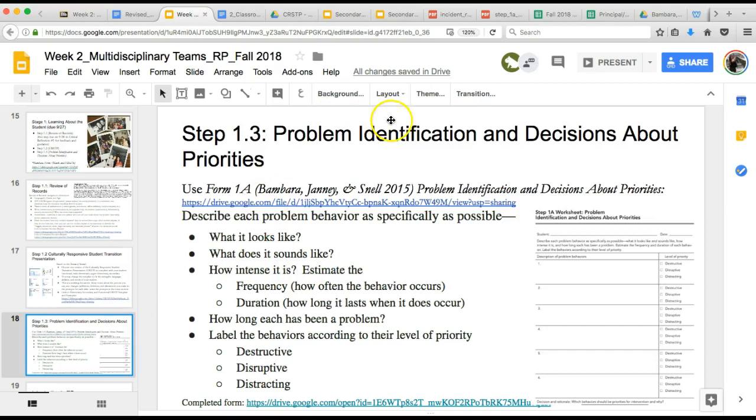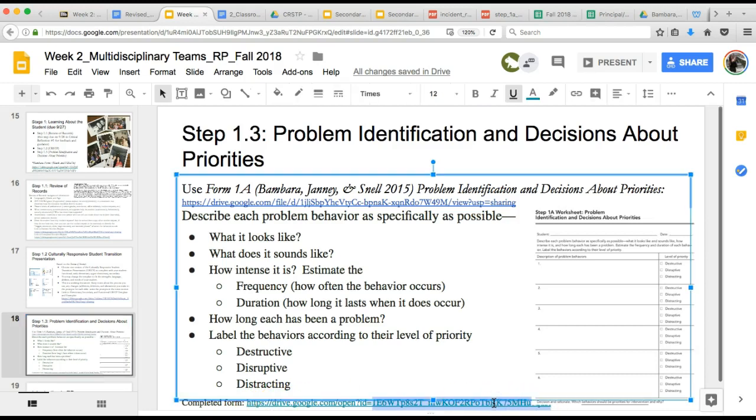And then the last part is step 1.3, which is the problem identification and decisions about the priorities. We have the blank sheet right here that you can download, and it's a PDF that you can actually type into, and I have a picture of it here. And then I decided to also attach to this slide the completed one, so you can see what a completed one looks like as well.